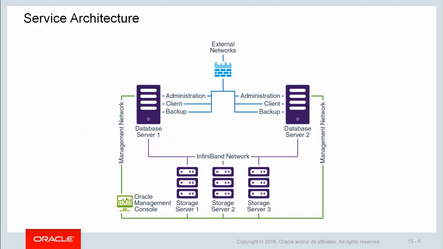This is the service architecture, showing the smallest service configuration, a quarter-rack ExaData Cloud instance. It comes with 2 database servers and 3 ExaData storage servers. All database servers and storage servers are interconnected using an InfiniBand network. The database server has 3 separate networks: admin, client, and backup. The client doesn't have direct access to the underlying storage; the client can only leverage storage configured in the underlying storage servers.